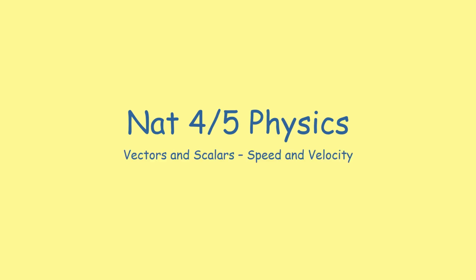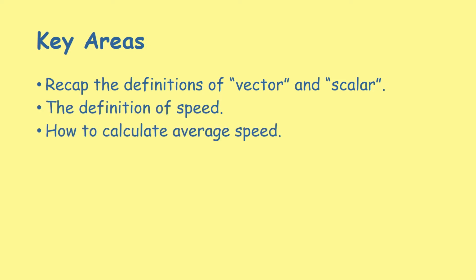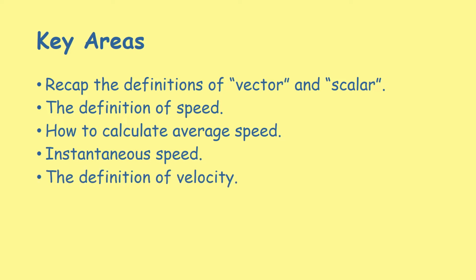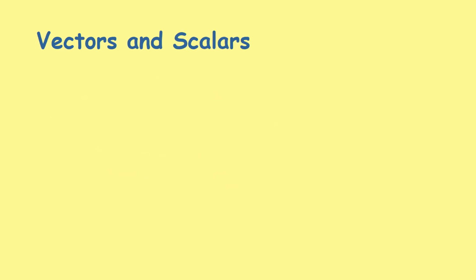Nat 405 Physics, Vectors and Scalars, Speed and Velocity. The key areas we will cover today are recapping the definitions of vector and scalar, the definition of speed, how to calculate average speed, instantaneous speed, the definition of velocity, and how to calculate average velocity.